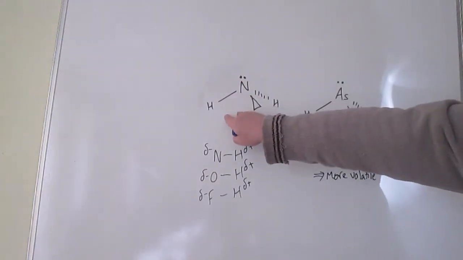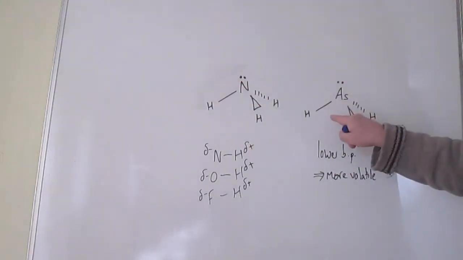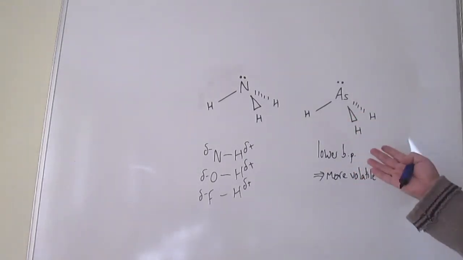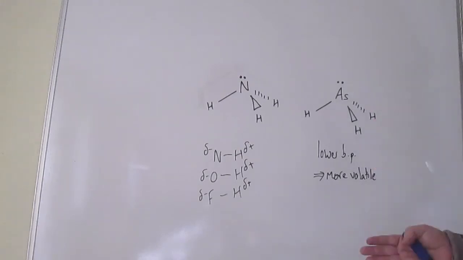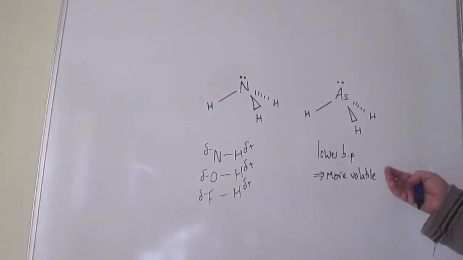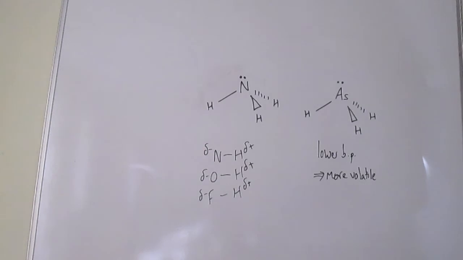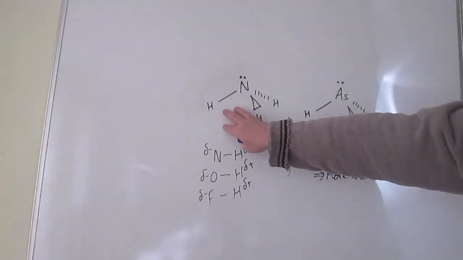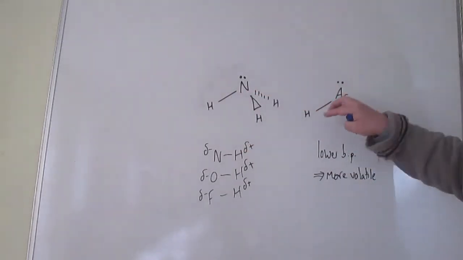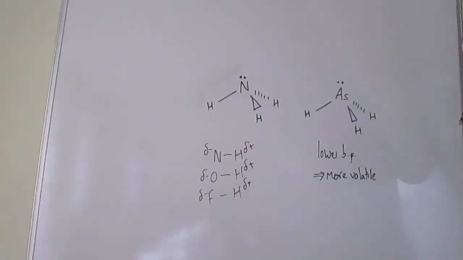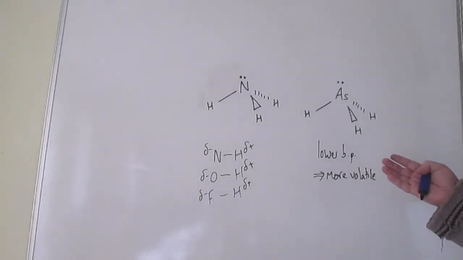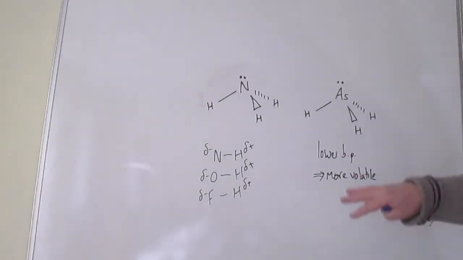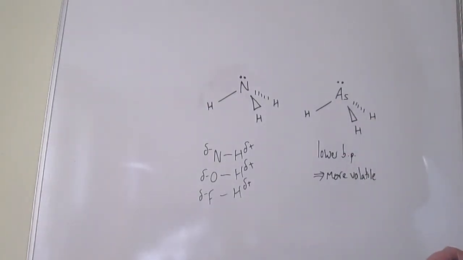So ammonia can form hydrogen bonds, arsine can't, it can only form permanent dipole-dipole forces. They are less strong than hydrogen bonds, therefore it takes less energy to break them, and therefore it vaporizes more easily. That's the key point. So make it clear the difference. Don't just say ammonia can form hydrogen bonds, make it clear that arsine can't. Say what arsine can do, form permanent dipole-dipole forces, but then spell out that those are weaker than hydrogen bonds, so it takes less energy to break them, and that's why it's more volatile.